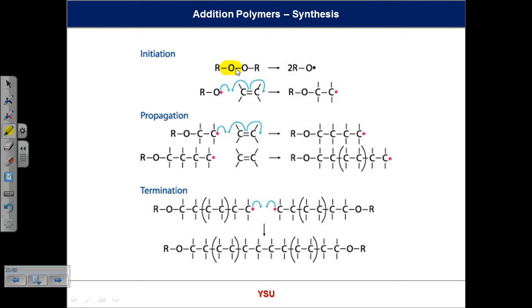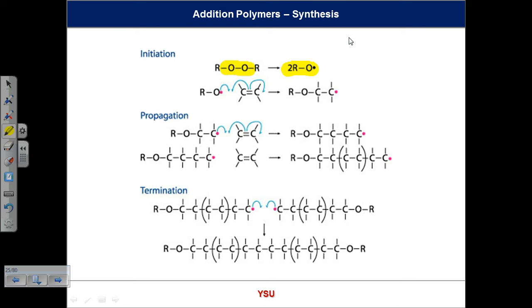Tell me about this bond. Weak. Yeah, lone pairs next to each other, not a good bond. If you heat it up, it will break. And it will give you two oxygen radicals. And you can bet oxygen radicals are reactive. Oxygen does not like losing electrons. It wants to get them back.